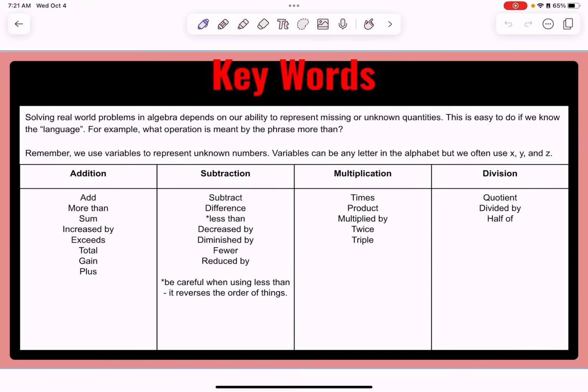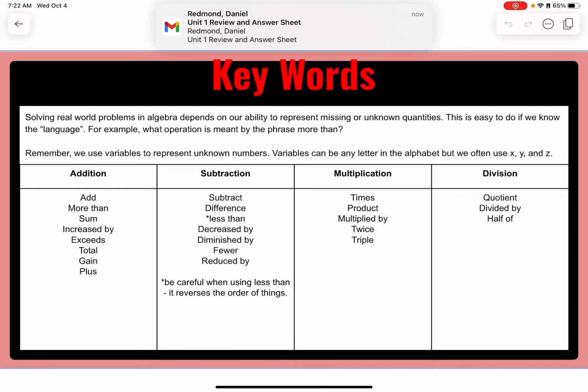There are, of course, many different ones, but solving real-world problems in algebra depends on our ability to represent missing or unknown quantities. That's why we use variables. This is easy to do if we know the language. Math is a type of language, so we need to know it. For example, we need to know what operation is meant by the phrase "one more." One more would mean you add one. So we need to know different things like that.